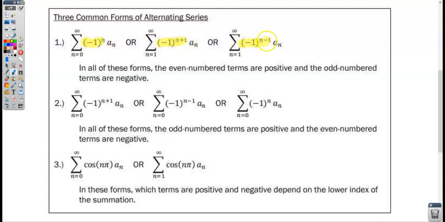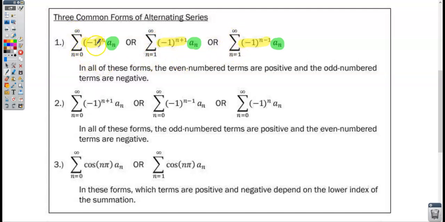And when we talk about alternating series, we're usually operating under the assumption that this a sub n is strictly positive. We can also have alternating series where a sub n is strictly negative, but in this box, everything assumes that a sub n is a strictly positive series, that we've boiled the negative from any a sub n terms into the alternator.